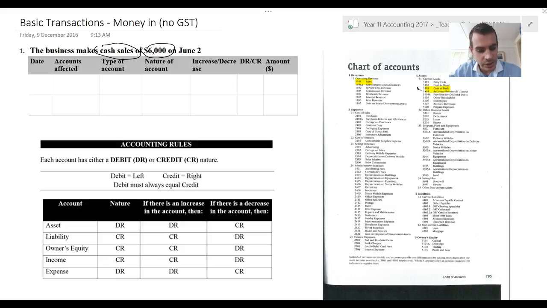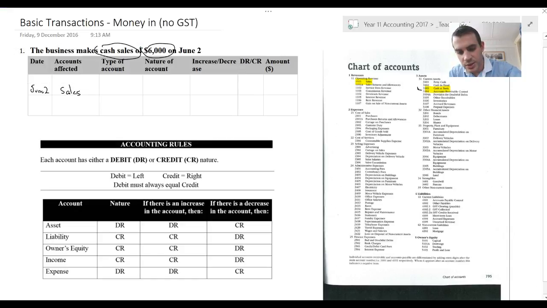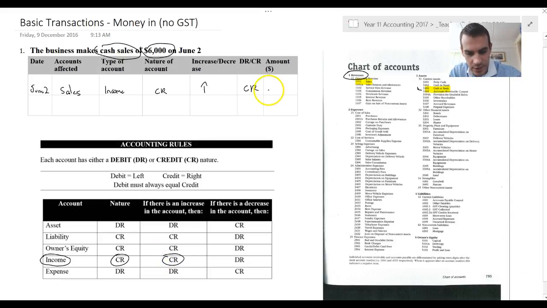Let's now fill out our transaction. So on June 2, our first account affected was sales. The type of account sales is, if we have a look up here, sales is a revenue account. Revenue, another word for revenue is income. So the type of account, it's our income account or revenue account. Nature of income accounts, they are credits. We've made sales, so it's going to increase. When it increases, the nature of the account stays the same. So it's going to stay a credit for $6,000.